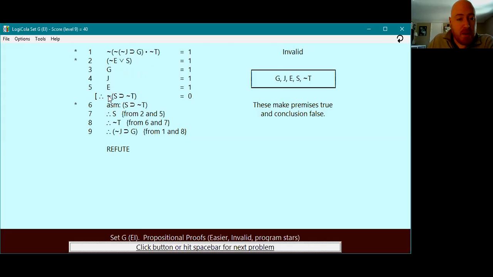So once again, this tilde, which is negating this horseshoe, is false, which means that the horseshoe is true. So I've got if S, then not T, and I've got S on line 7, and I've got not T on line 8. So that makes this horseshoe true, which is represented by this assumption, which makes that tilde in the conclusion false. So based on the values of G, J, E, S, and not T, I've got true premises, a false conclusion, and hence this is an invalid argument.